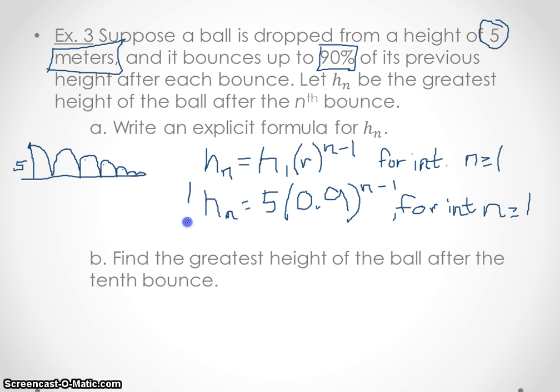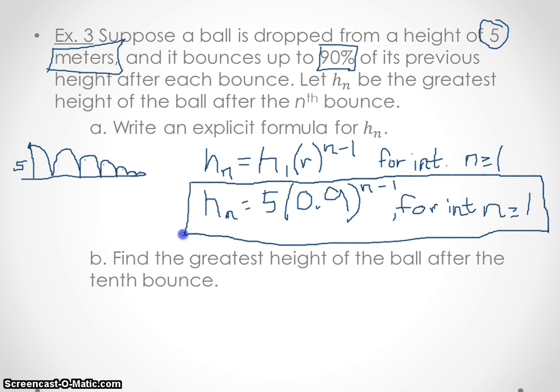So h sub n equals 5 times the quantity 0.9 to the n minus 1 power, for integers n greater than or equal to 1. So that's our explicit formula. That's all we had to do for part A. Part B says find the greatest height of the ball after the 10th bounce. The greatest height is just the peak it reaches. So essentially we want the 10th bounce here.